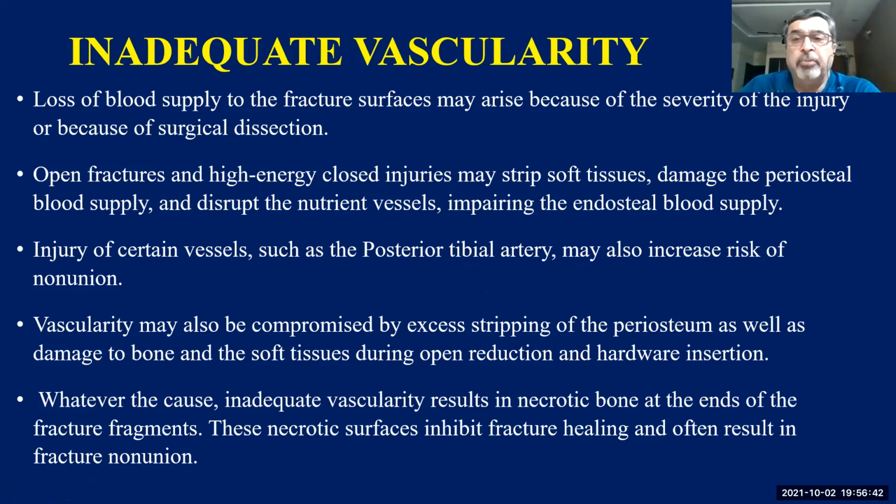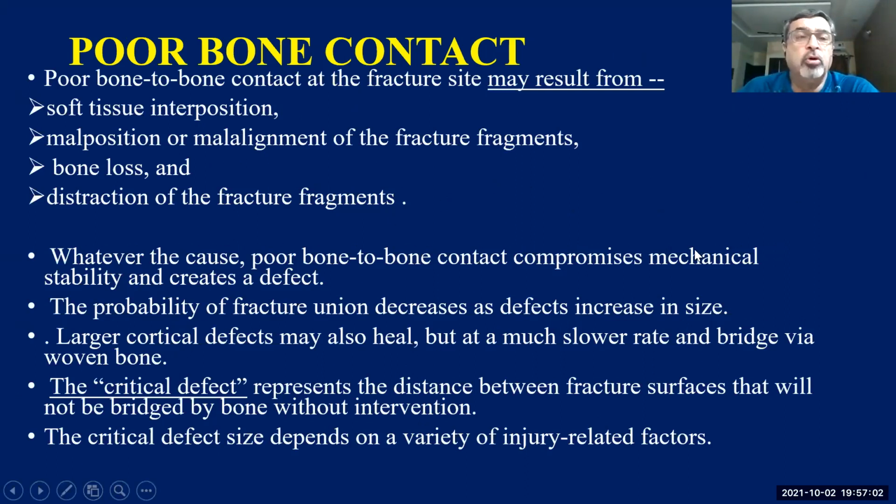Vascularity may be compromised by excessive stripping of periosteum as well as damage to the bone and soft tissue during open reduction. Whatever is the cause, inadequate vascularity results in necrotic bone ends, and the necrotic bone surface inhibits fracture healing, resulting in non-union. Third is poor bone-to-bone contact.